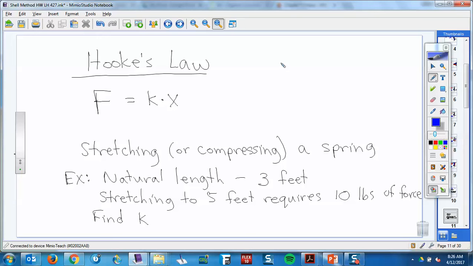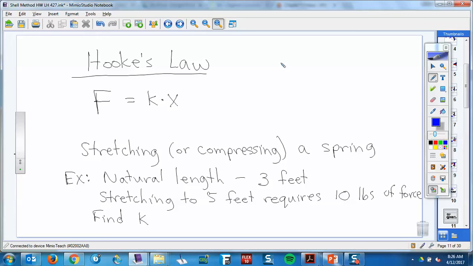So we're going to talk about Hooke's Law, which is the force required to stretch or compress a spring. Now, when we talk about a spring, we have to think about something more than a slinky. We're going to think of this spring as being attached on one end. So let's say we have a spring attached to the wall on one end. We were going to pull it out, or compress it.